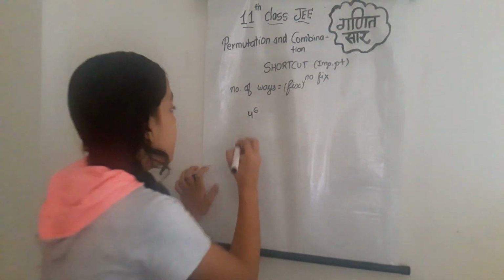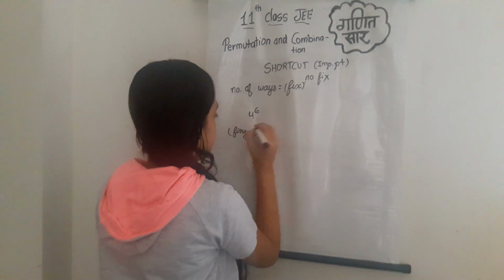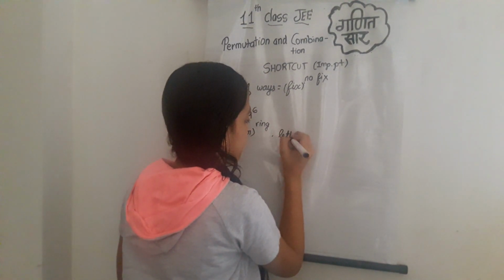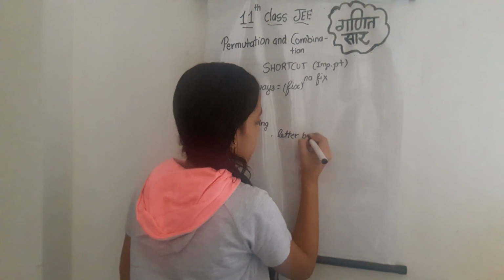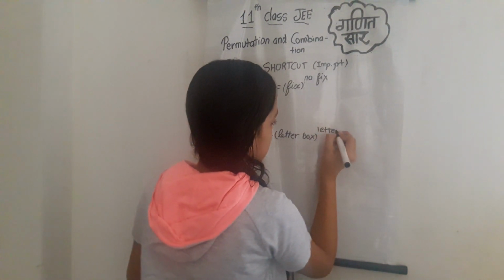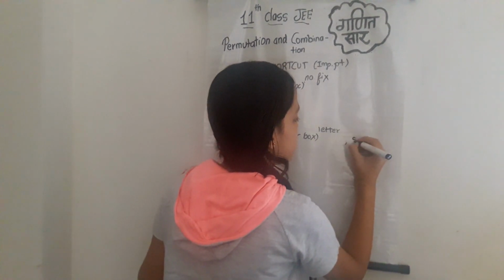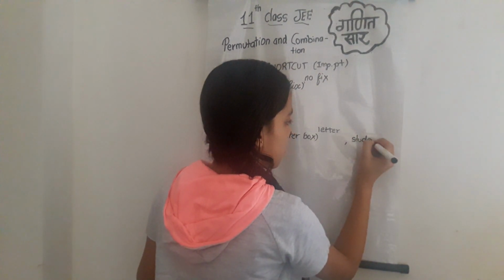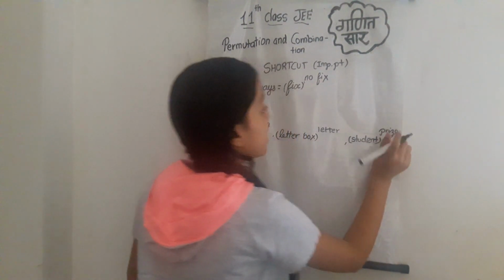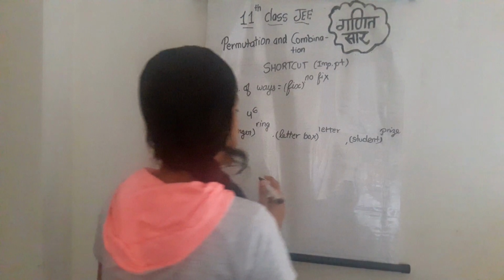But the cases are: finger to the power ring, and the second case is letterbox to the power letter, and the third case is student to the power prize. So let's take an example of each.